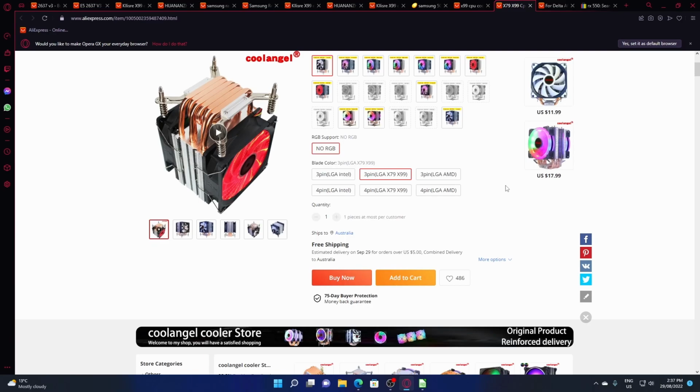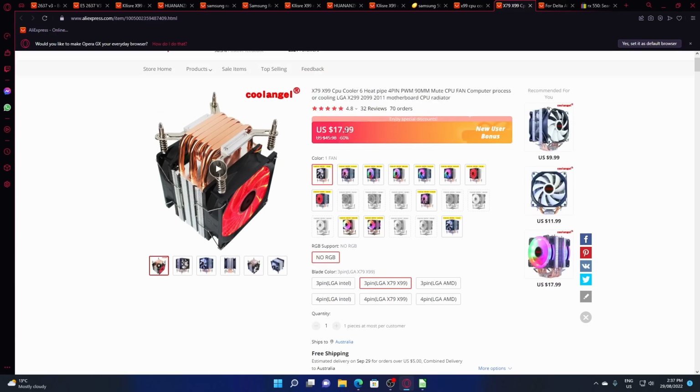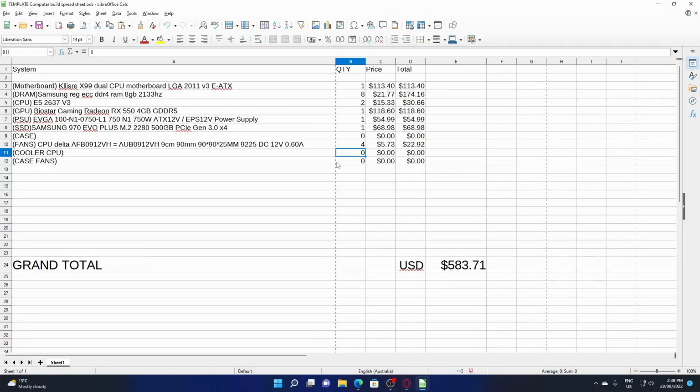See if we can find a price somewhere. Where are you, price? $17, $18. All right. Okay. Oh man, $619. Yeah, I was hoping for cheaper, but oh well, what are you going to do?